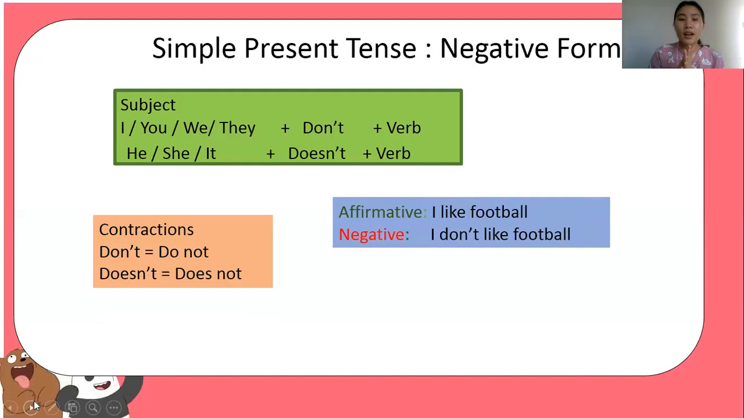Remember that I use, in short form, you can say "do not" like "don't," or "does not" like "doesn't." It depends. It's up to you. Okay, so look at the example here. Affirmative: I like football. And if I want to make the negative form, I just put "don't" between the subject I and the verb like. So I have the negative form: I don't like football.